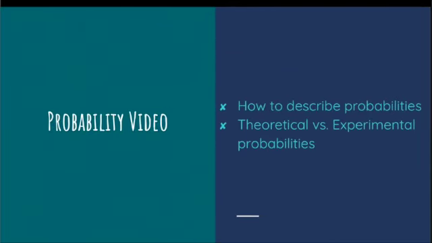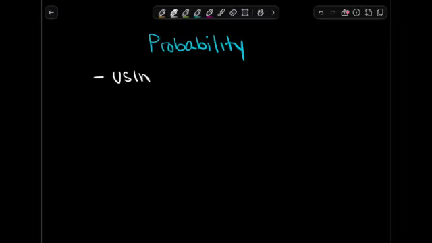In this video, we are going to talk about probability. We're going to go over how to describe probabilities using numbers and words, and we're going to talk about theoretical probability versus experimental probabilities. All right, let's start with defining probability in mathematics.